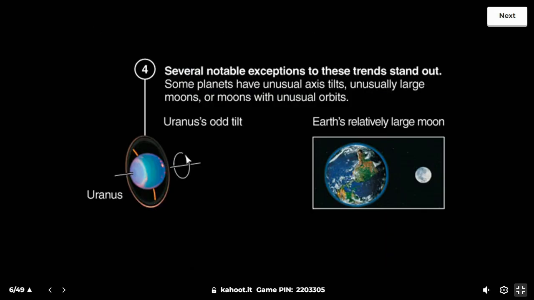So like I said, there are some exceptions to the rules that we talked about earlier. So Uranus: its axis is tilted almost 90 degrees to all of the other planets. The Earth does have a tilt to its axis of rotation, which is 23 degrees. That's responsible for the Earth having seasons. Uranus's axial tilt is even more extreme than that, almost 90 degrees.